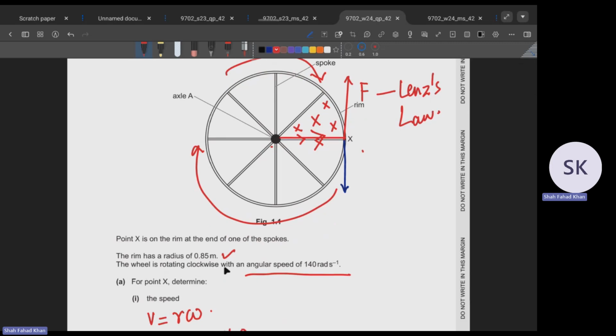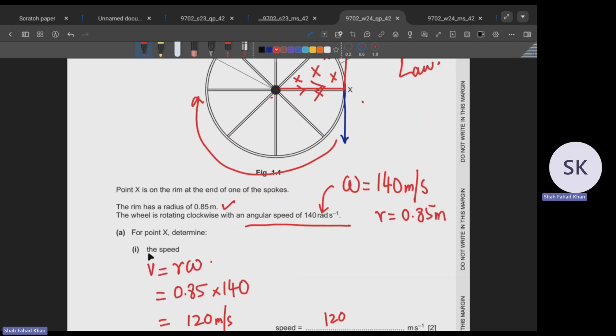The wheel is rotating clockwise with an angular speed of 140 radians per second. This is the angular speed, represented by the symbol omega. So it's given to you, it's 140 radians per second. And the radius is given as 0.85 meters.